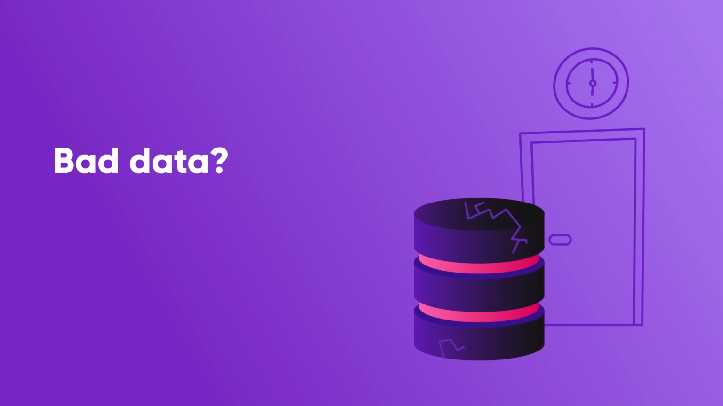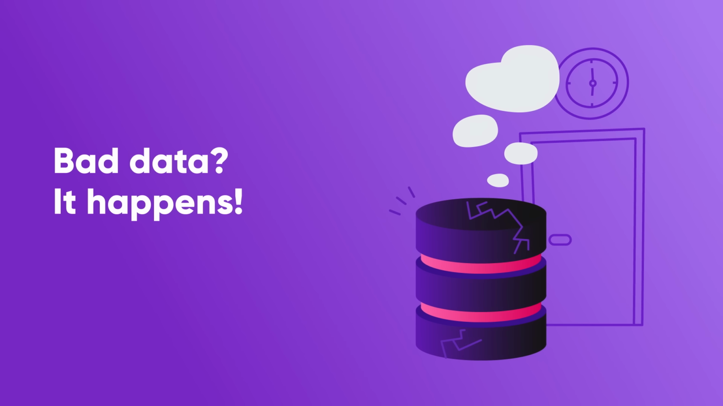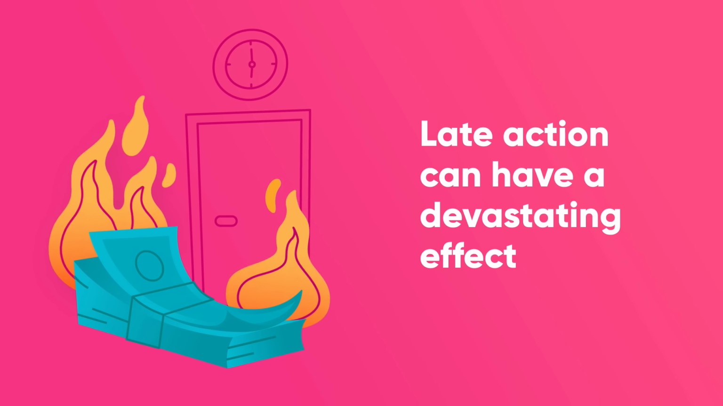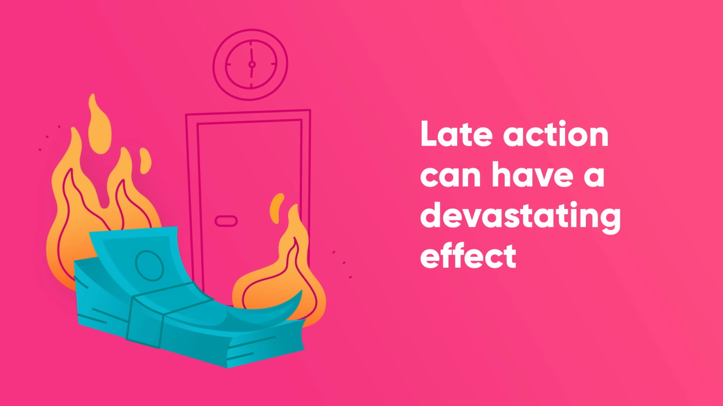You know what they say about bad data? It happens. And when it does, it's not pretty. Typically, someone notices a problem at 6 p.m. on a Friday evening, just when you're on your way home. And late action can have a devastating effect on your business and your Friday evening plans, for that matter.